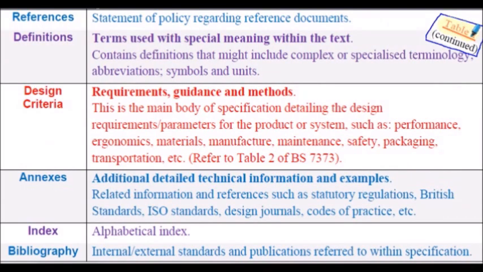Table 1, continued. The next section BS 7373 proposes is a reference section. This is considered to be a statement of policy regarding reference documents. I have to say, when working with my students, I tend to suggest they actually use this section for the references, but it seems that BS 7373 actually includes this in the bibliography.